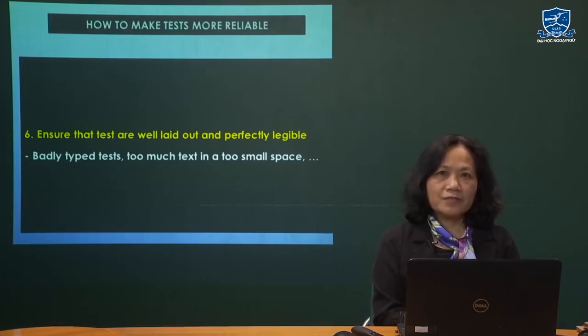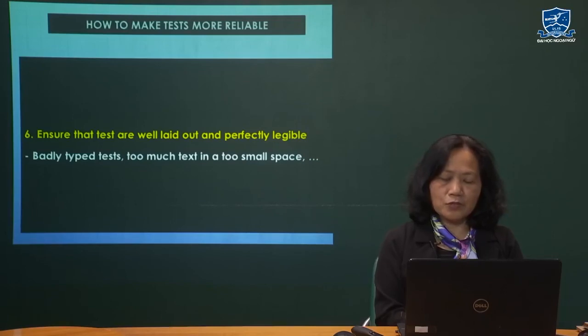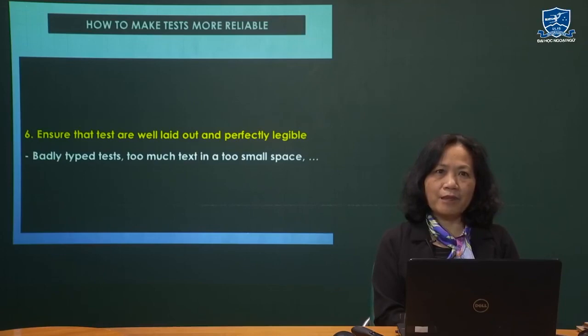If the photocopies of the test papers make some letters difficult to read, then it may interfere with the reliability of the result. Or if there's too much text in a small space, or the letters are too small to read, or the letters are badly typed, then the reliability of the test may be lowered.